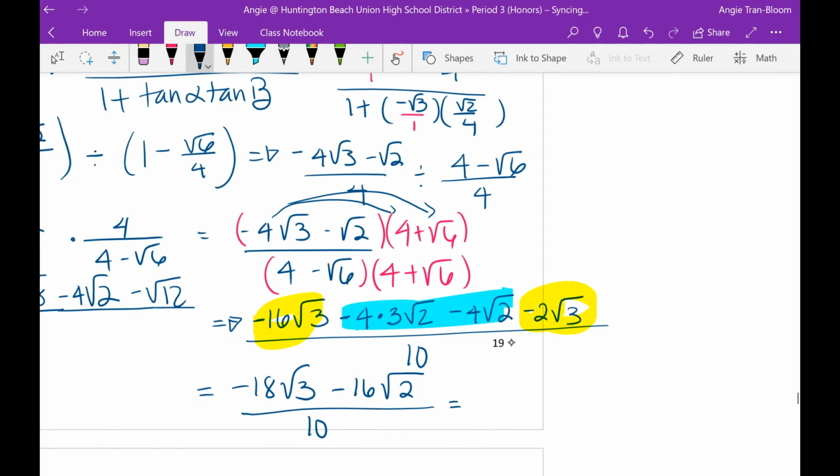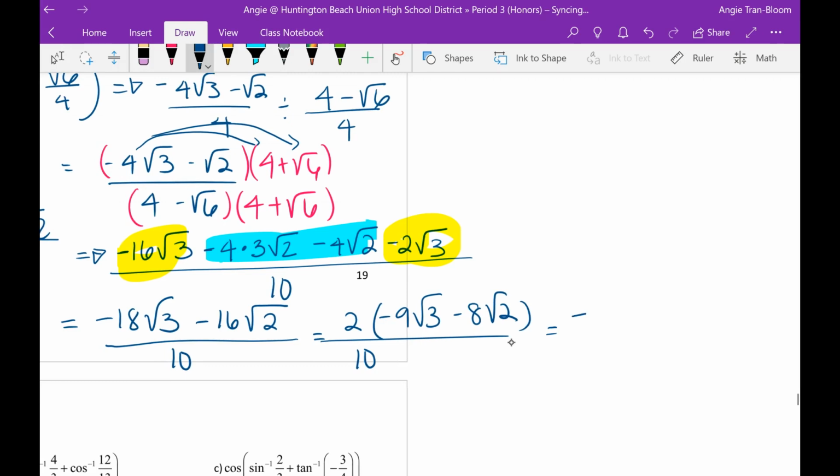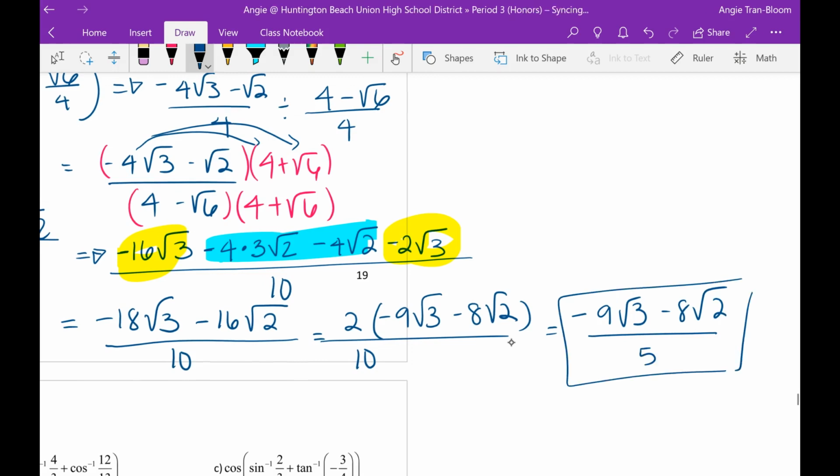Factor out a 2. If you factor out a 2, you have a negative 9 rad 3 minus what? 8 rad 2 all over 10. Can I box that up? Heck no. You're going to get, final answer, negative 9 rad 3 minus 8 rad 2 all over 5. Now you can box that up. Take a nap. And literally, you can take a nap. You're done for the day.